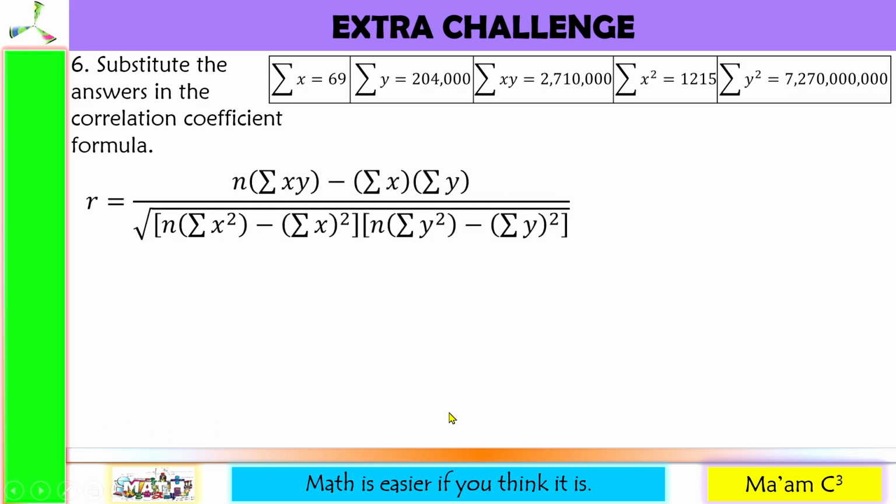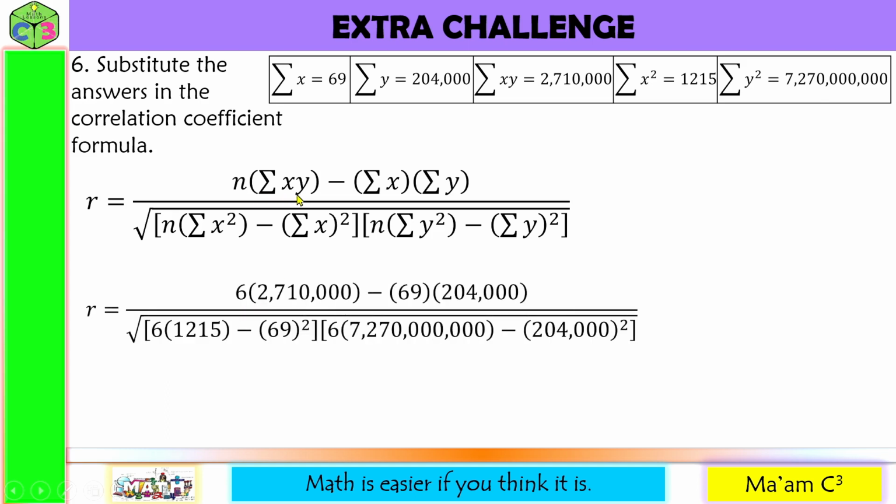This is the formula. Let us now substitute. Again, our n, I just counted it. That is equal to 6. Summation of xy, we have here 2,710,000 minus summation of x is 69. Summation of y is 204,000.